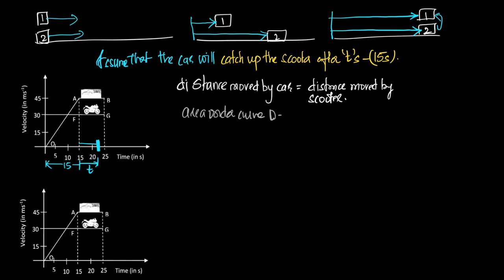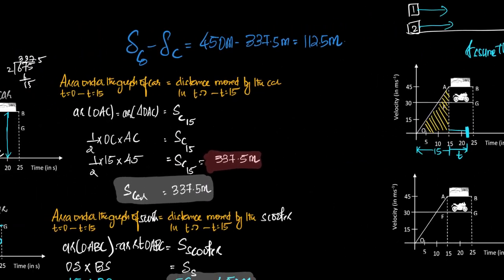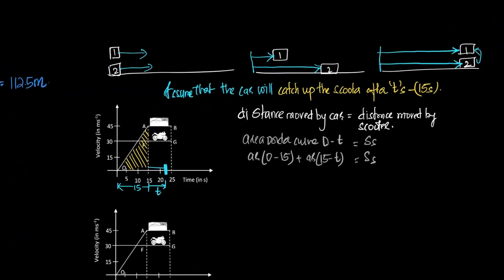From 0 to t. Now see, 0 to t can be calculated as two halves. One, area under the graph from 0 to 15, and the next, area under the graph from 15 to t. Okay, so this will be the distance moved by the car while overtaking. Now, what is the area under the graph from 0 to 15? See, this is the area under the graph from 0 to 15. How much is that? We already calculated that. What was the value? 112, no, it was 337.5.